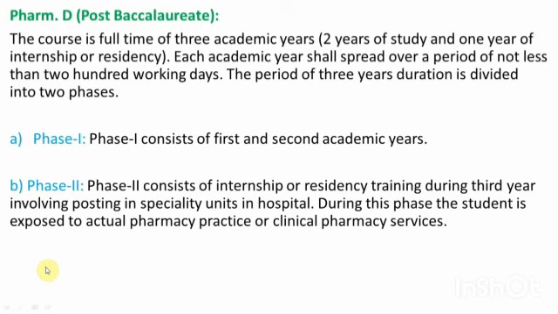The next, PharmD post-bachelorate. This course is full time of 3 academic years, 2 years of study and 1 year of internship. Each academic year shall spread over a period of not less than 200 working days. It is divided into 2 phases, phase 1, phase 2. Phase 1 consists of first and second academic years, and phase 2 consists of internship.